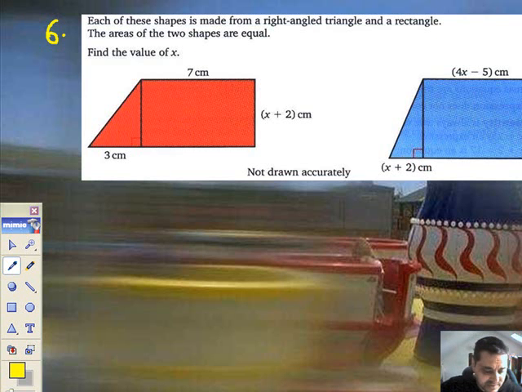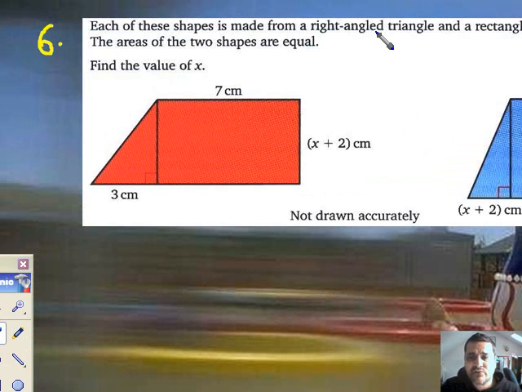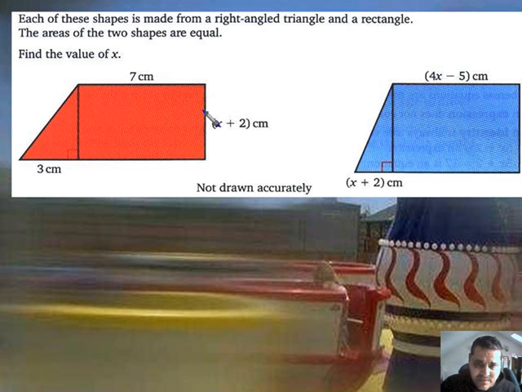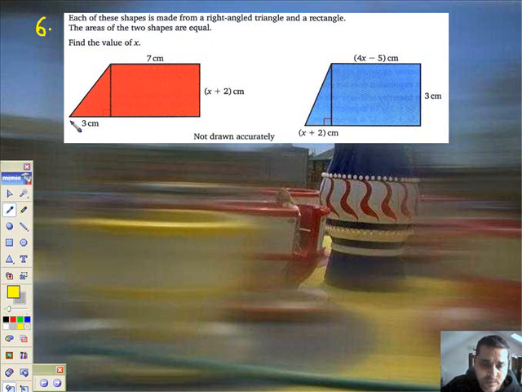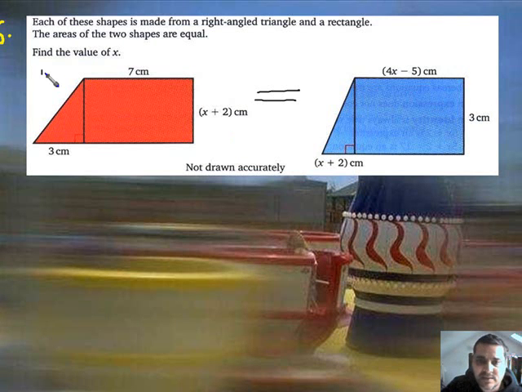Now, question 6, page 85, all into grade B's now, says each of these shapes is made from a right-angled triangle and a rectangle. Essentially, I've got a trapezium and a trapezium. The 2 areas are equal. So let's put a great big black one there. So that area equals that. That's what I'm saying, okay? Work out the value of x.